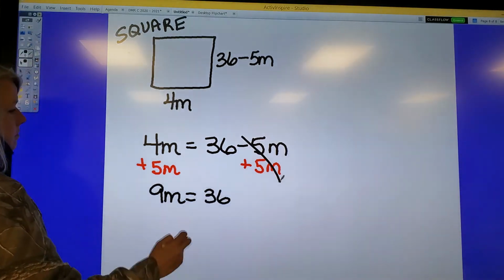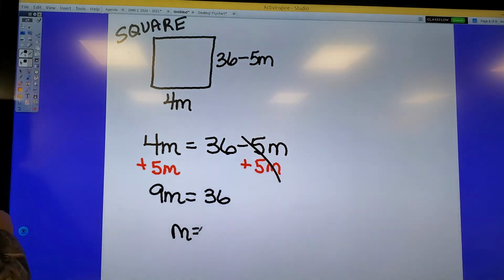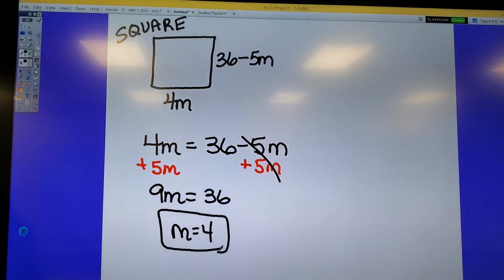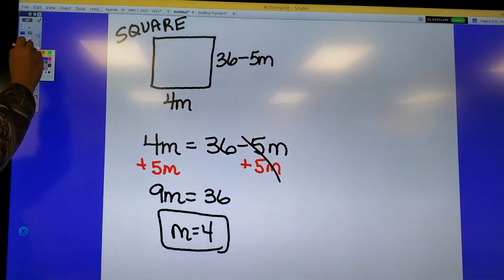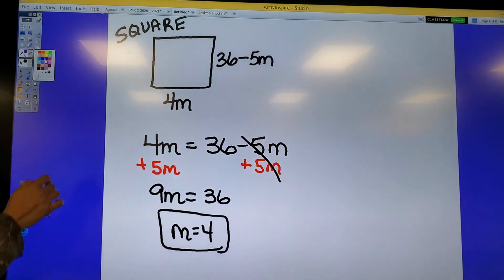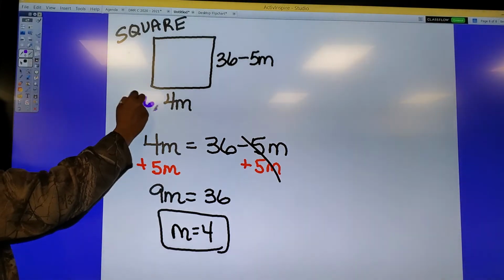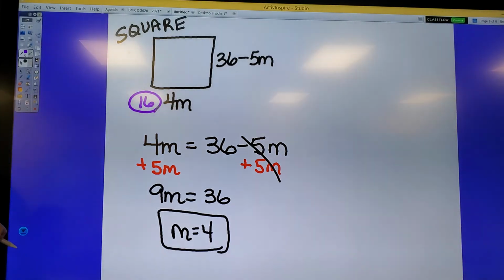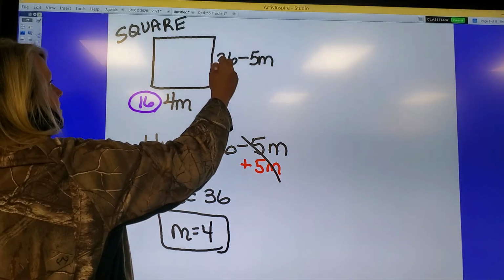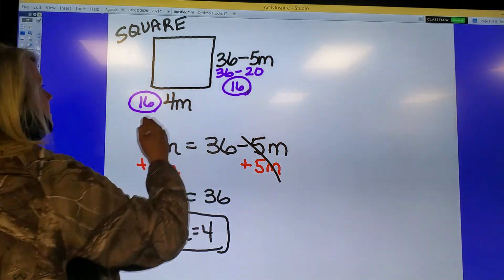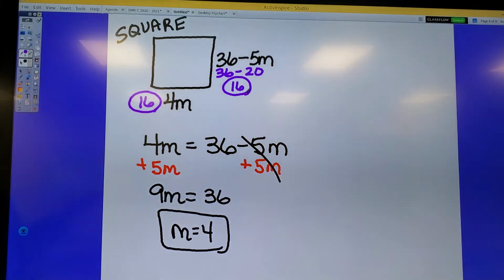So what does m equal? 4. Now that's what I'm going to be looking for, that m equals 4. But just to prove our point, this side, 4 times 4 is 16. So let's make sure that works out to be 16. This would be 36 minus 20, which is 16. That worked out. Okay, I'm going to give you one to do, and then that'll be it for our notes today.